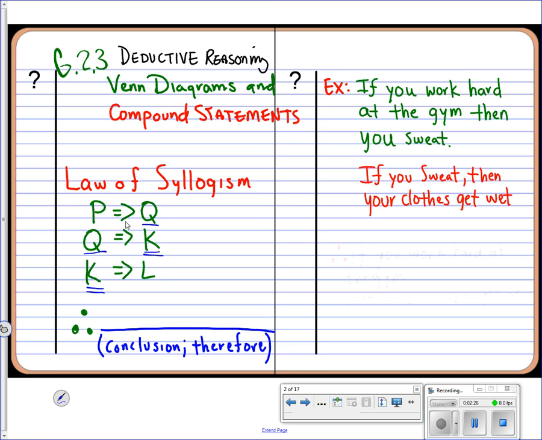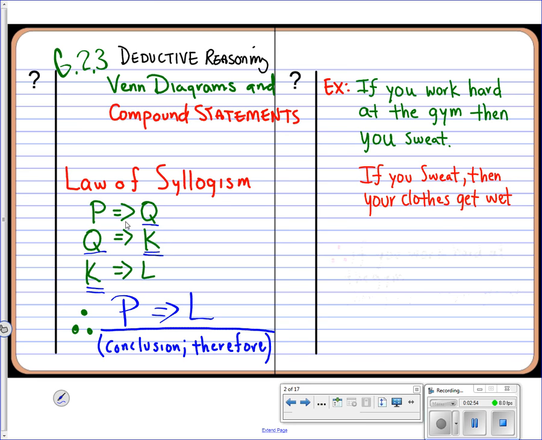It basically says this: if P happens, then Q happens. If Q happens, then K happens. And if K happens, then L happens. The law of syllogism gives me the power to write, if all that is true, then I can conclude if P happens, then L will happen. If the first thing happens, then the last thing happens.